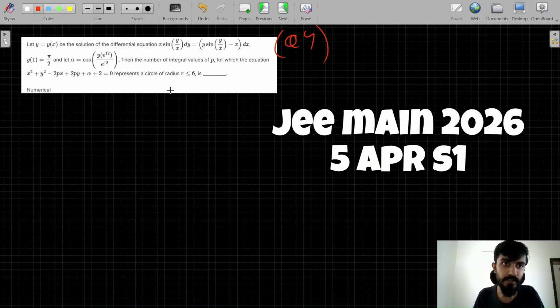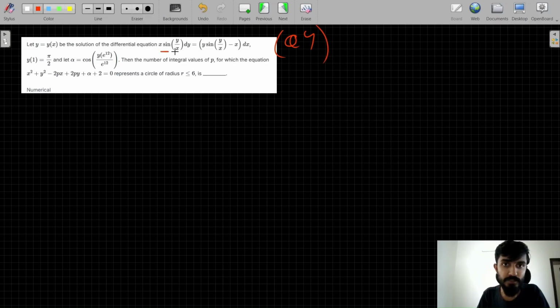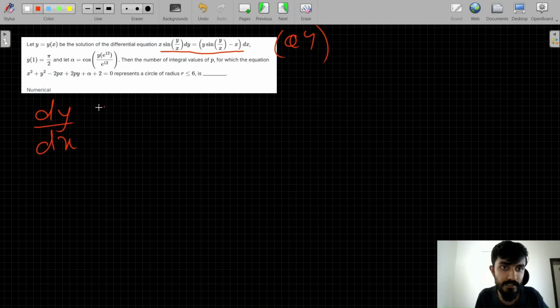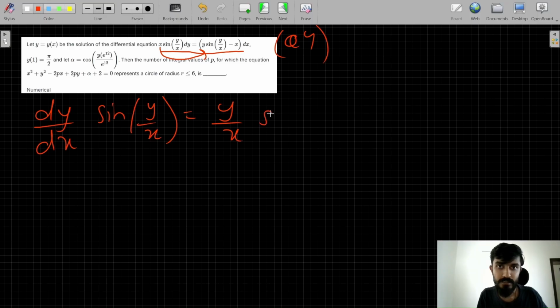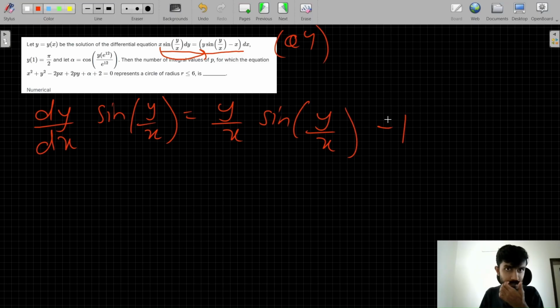The fourth question we have here: let y equal to y by x be the solution of the equation, and we have this equation given here, which we have to solve first. First of all, I'll simplify this, and since we have dy and dx both separate, bring them together. Here we have sine of y by x. Now I'll send x here on the LHS to the RHS. You'll see y in a minute. Sine of y by x minus 1, right? This is the equation as you can see here.